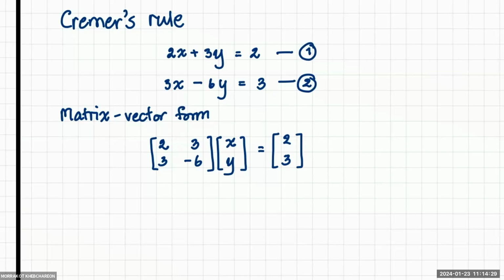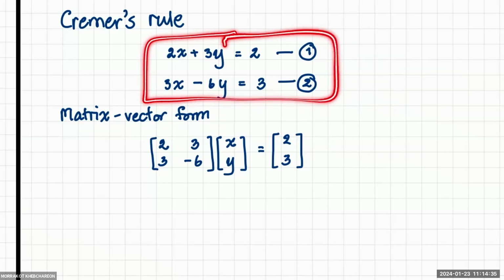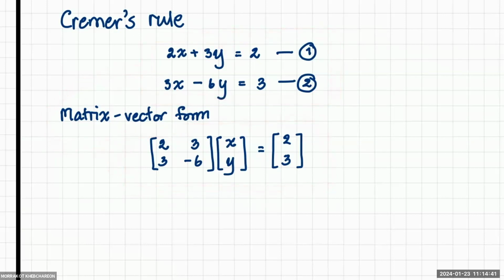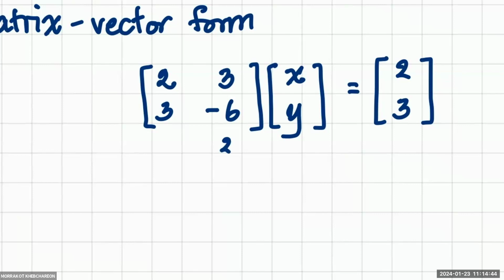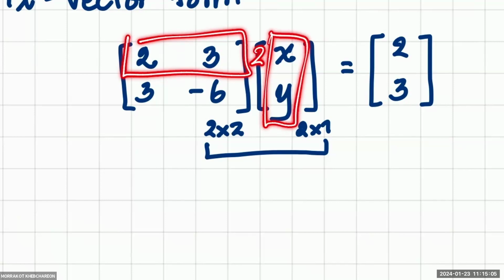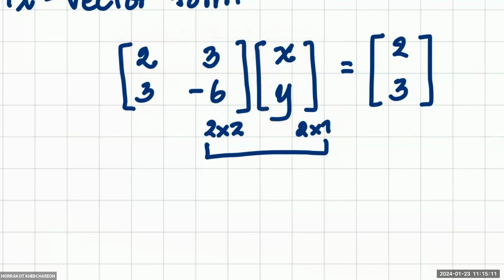Right? So you can rewrite this system of linear equations in this form. This is the 2 by 2 matrix. This is the vector with 2 rows and 1 column. When you do the matrix multiplication, the resultant matrix must be 2 by 1. So if you want to get the first one, you take the first row multiplied by this column. You get 2x plus 3y on the left-hand side.